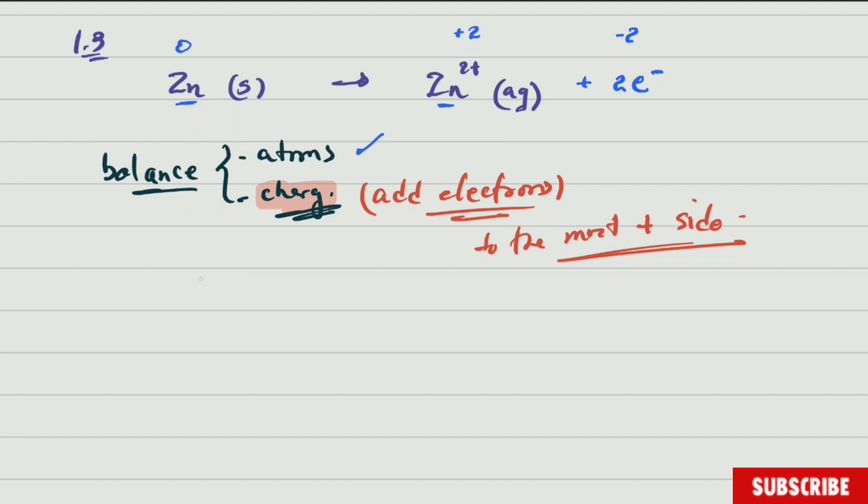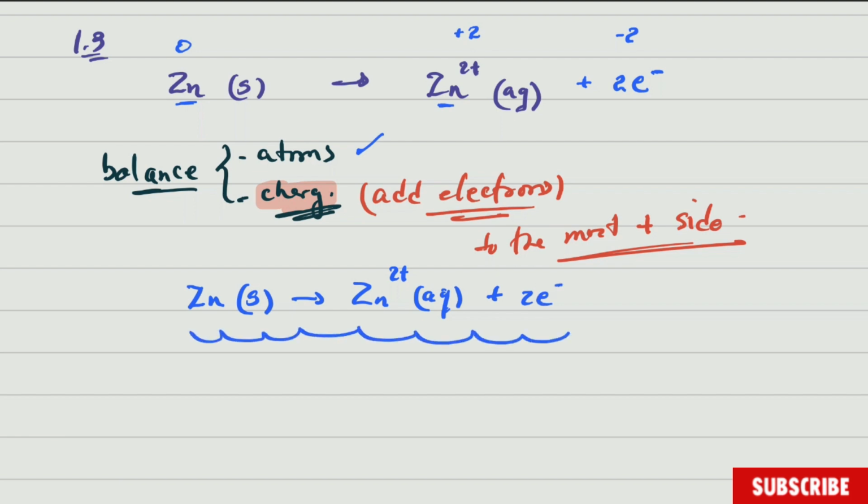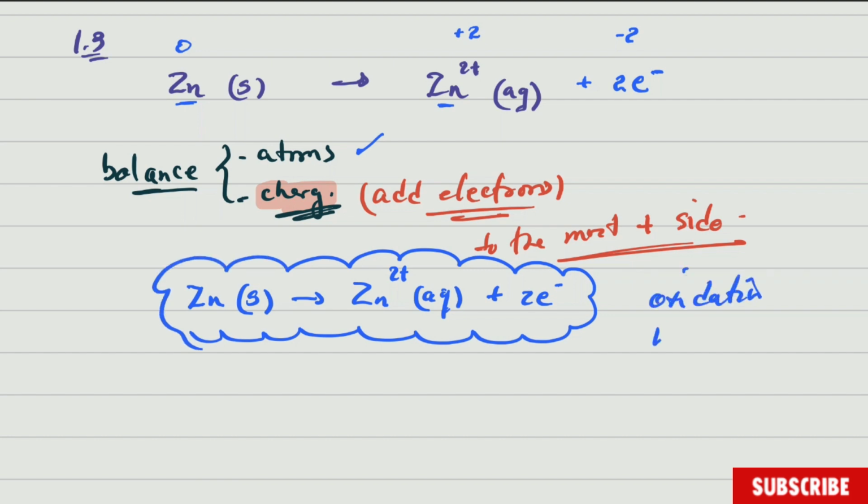So the oxidation half reaction is Zn solid arrow Zn2+ aqueous plus 2 electrons. This one, guys, is the oxidation half reaction. Oxidation half reaction. I hope you understand.